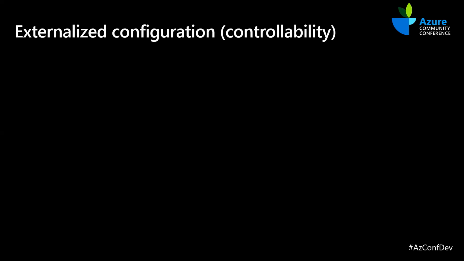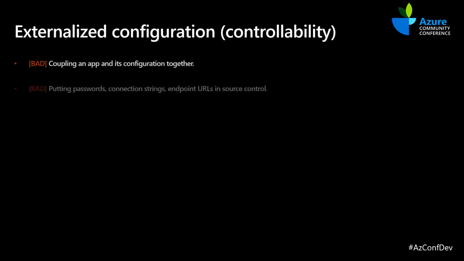Externalized configuration. Like I mentioned, it's a bad idea to put an app and its configuration together, and it's especially bad to keep them in source control. Configuration generally refers to passwords, connection strings, endpoint URLs, etc. So take all the configuration out and put it in a secure key value store, something like KMS in AWS or Key Vault in Azure. And you would have access policies that restrict access to that key vault.